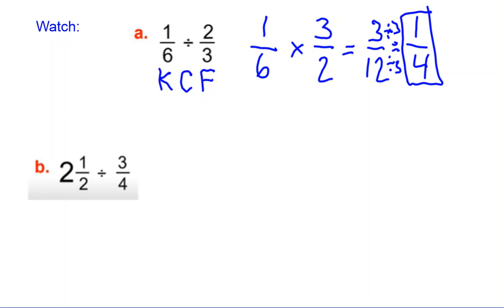So 1/6 divided by 2/3 is equal to 1/4. What that really means is that there is 1/4 copy of 2/3 in 1/6.